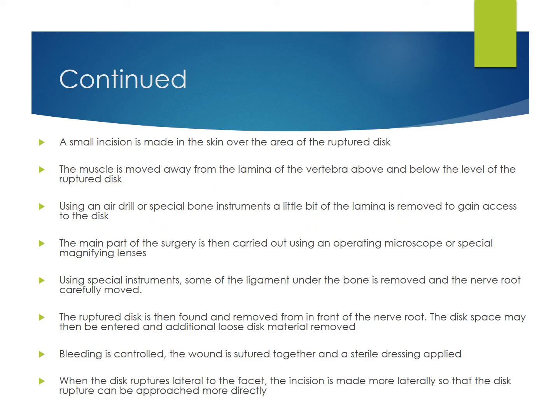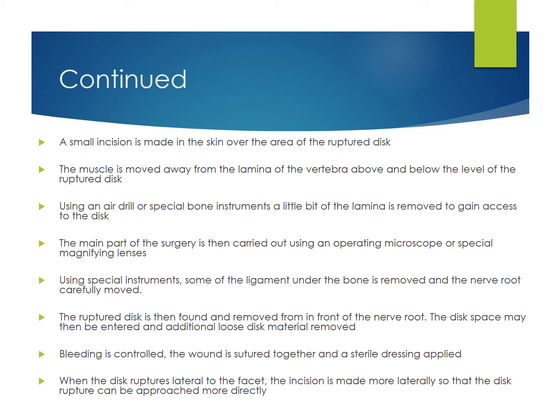Continued. A small incision is made in the skin over the area of the ruptured disc. The muscle is moved away from the lamina of the vertebrae above and below the level of the ruptured disc. Using an air drill or a special bone instrument, a little bit of lamina is removed to gain access to the disc. The main part of the surgery is then carried out by using an operating microscope or a special magnifying lens.